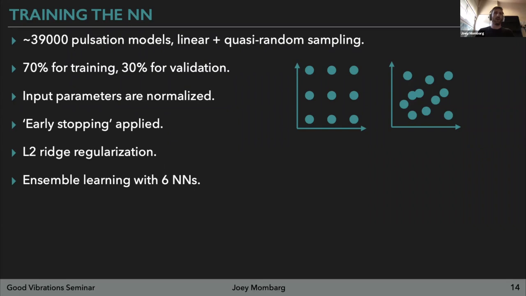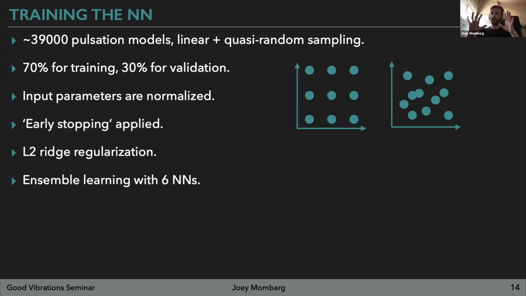To prevent overfitting, we use a standard technique called L2 ridge regularization, where you punish the weights for becoming too large. So this is just a standard technique of preventing the neural network from overfitting. And lastly, you start with an initial random configuration of your weights, and then the neural network tries to optimize this.